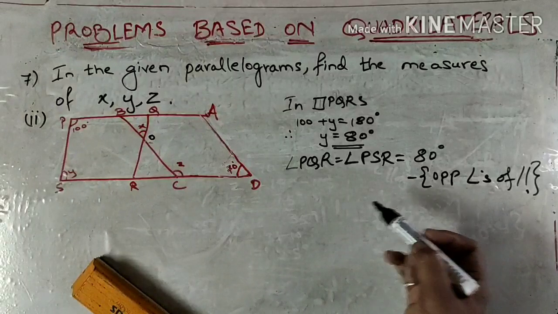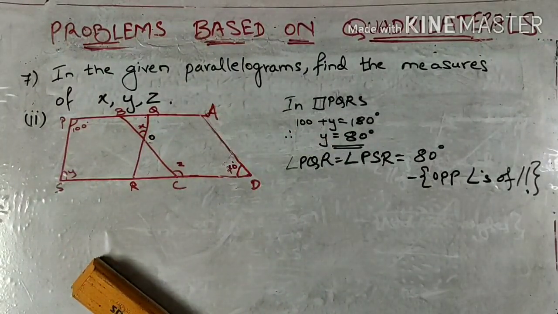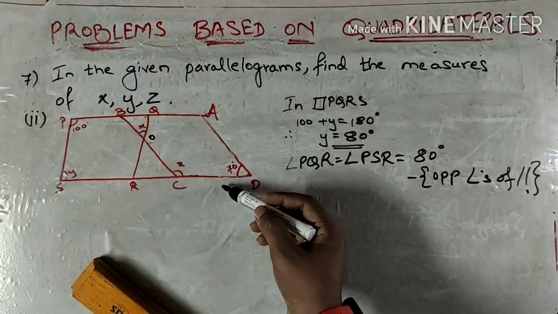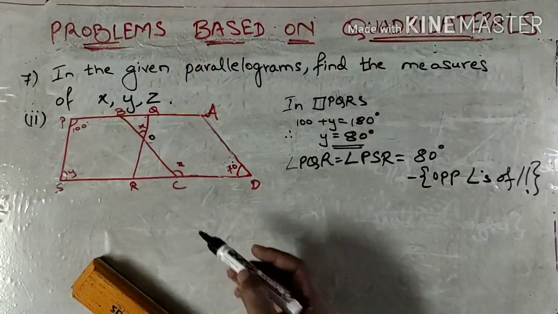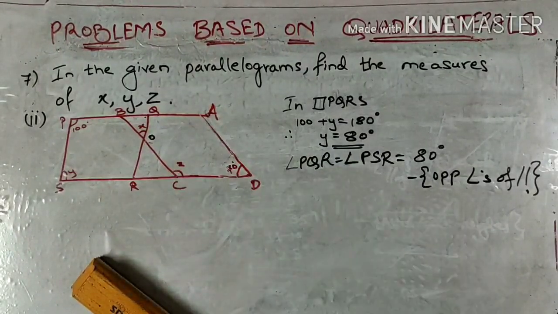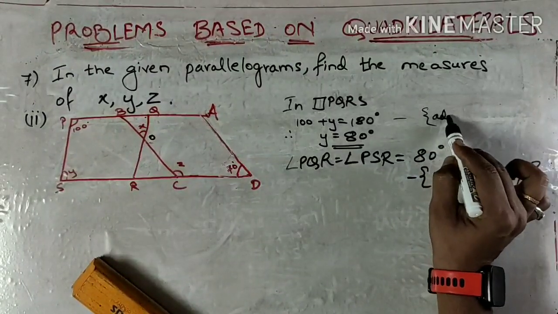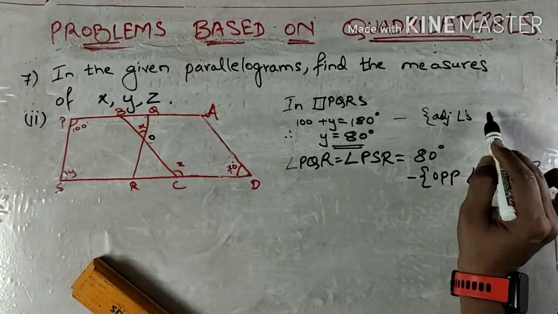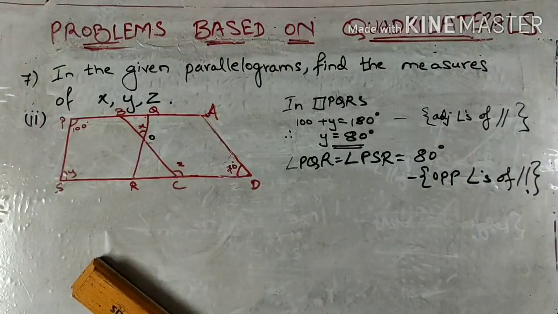So we have found what is angle PQR. Now in this parallelogram ABCD, we see that z plus 70 gives me 180 degrees, as we know, adjacent angles of a parallelogram. Over here we need to write the reason: adjacent angles of a parallelogram sum up to 180 degrees.